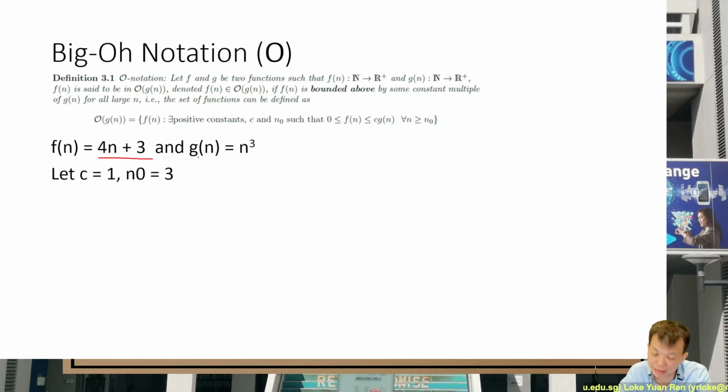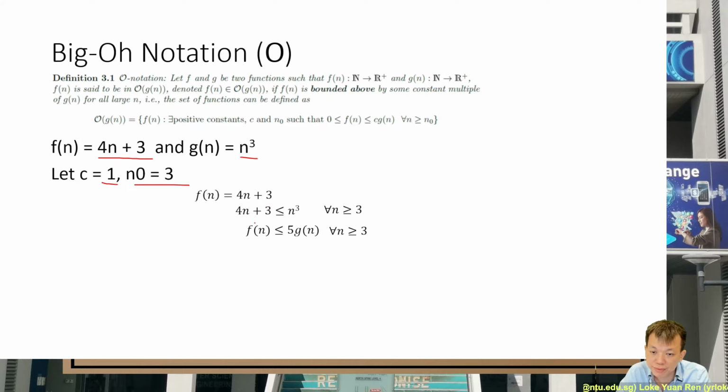If I have the same function, same time complexity, 4n plus 3, is it in O(n cubed)? Same thing, I follow the definition here. As long as I can find c equal to 1 and n0 equal to 3, then 4n plus 3 is less than n cubed, always less than n cubed when n is greater or equal to 3. Because it's bounded, it's always less than. Then I can conclude that 4n plus 3 is in big O of n cubed.